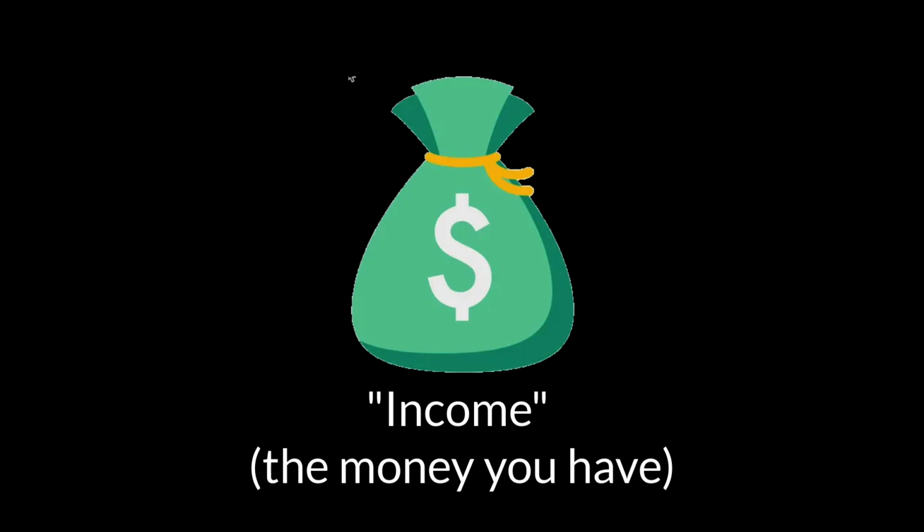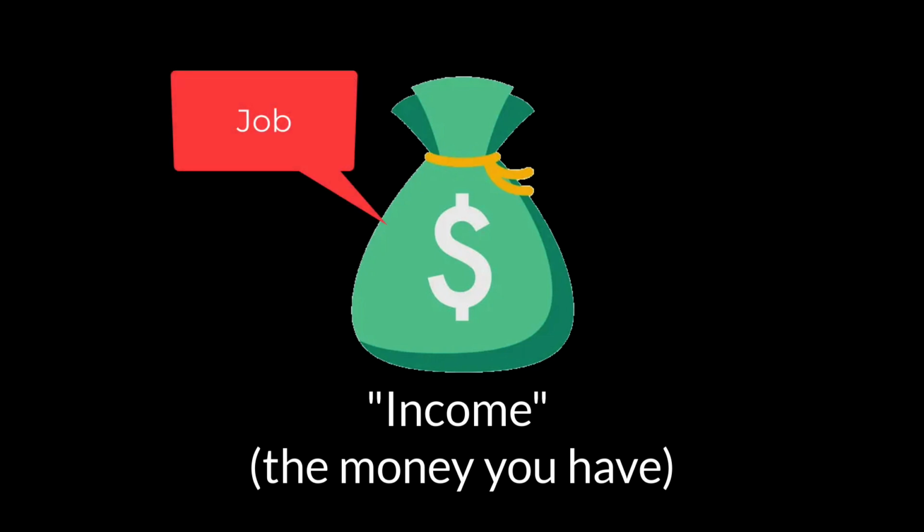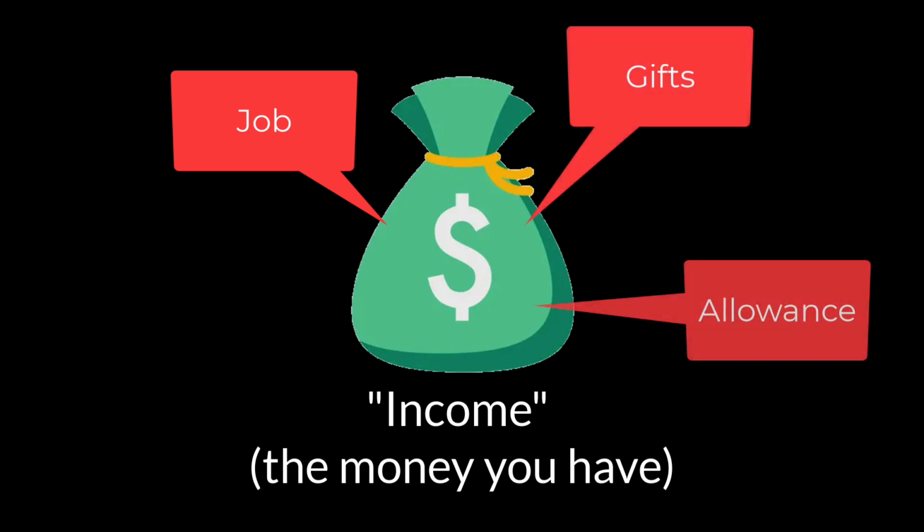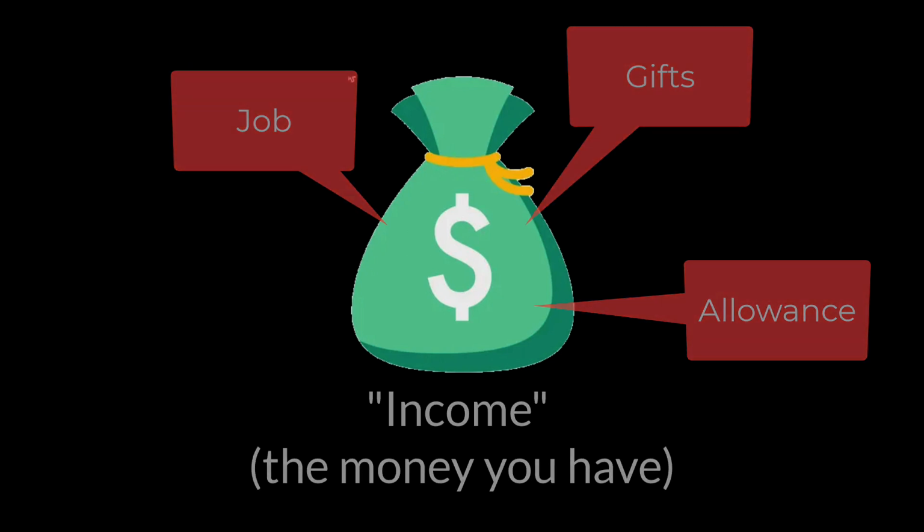Now, that income, or the money that you have, may come from a job, it might come from gifts, it might come from allowance. It all counts as income, and that's our starting point. What our challenge is going to be is to figure out how to use the envelope budgeting system to make sure that you're making conscious decisions about how you're spending your money. Now let's get into it.